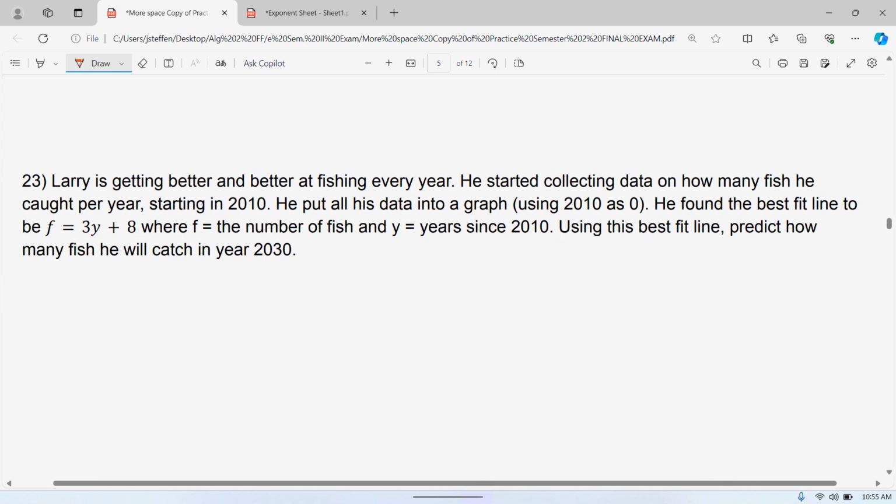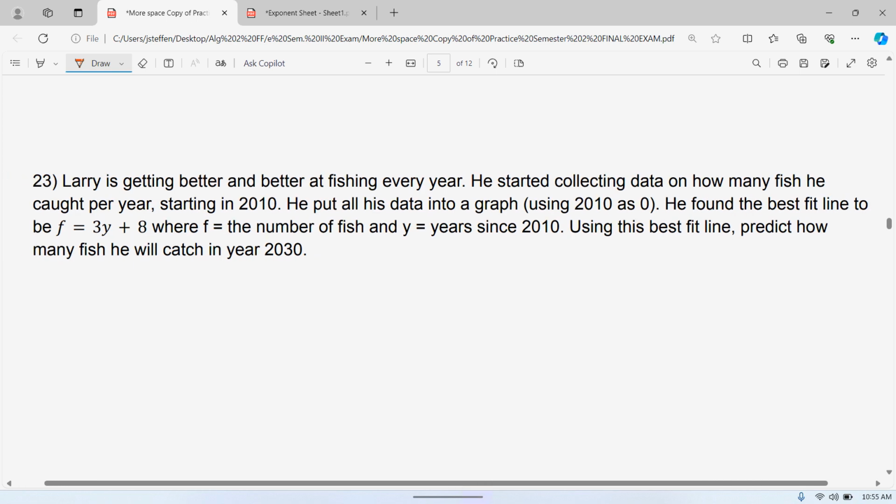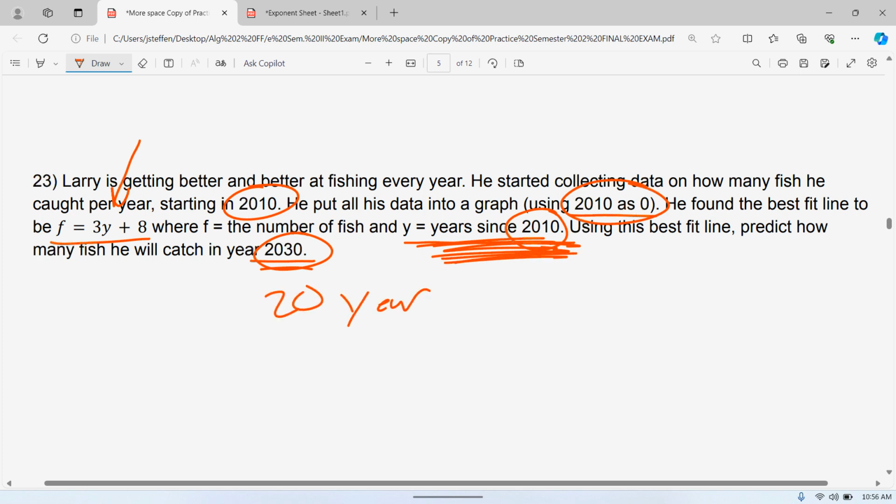Larry's getting better and better at fishing every year. He started collecting data on fish starting in 2010. He put all his data into a graph. Again, we're using 2010 as 0, so that's a starting point. That line is this formula. Use the best fit line to predict how much he will catch in 2030. The reason I'm circling 2010 and that 2010 is equal to 0 is because a lot of people, when they see this, say 2030 and plug that in for x. It's not 2030, it's how many years since 2010. So 2030 is 20 years after 2010. 20 years.